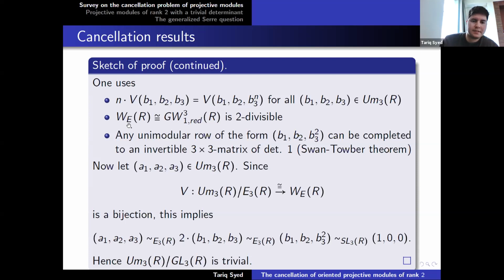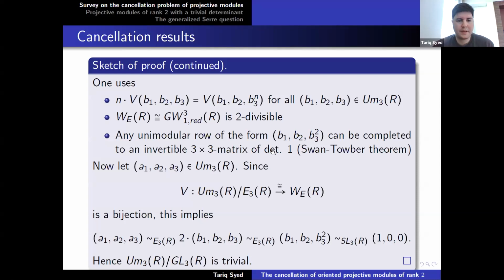And as I said, this elementary symplectic Witt group is actually a higher Grothendieck-Witt group, and can be computed by using the Gersten-Grothendieck-Witt spectral sequence. And one can prove that this is actually 2-divisible. That's another property that we are going to use. And there's a well-known theorem by Swan and Towber, who proved that any unimodular row, so any row vector of length 3 of this form, where the third coefficient is a square, can be completed to an invertible matrix of rank 3 with determinant 1.